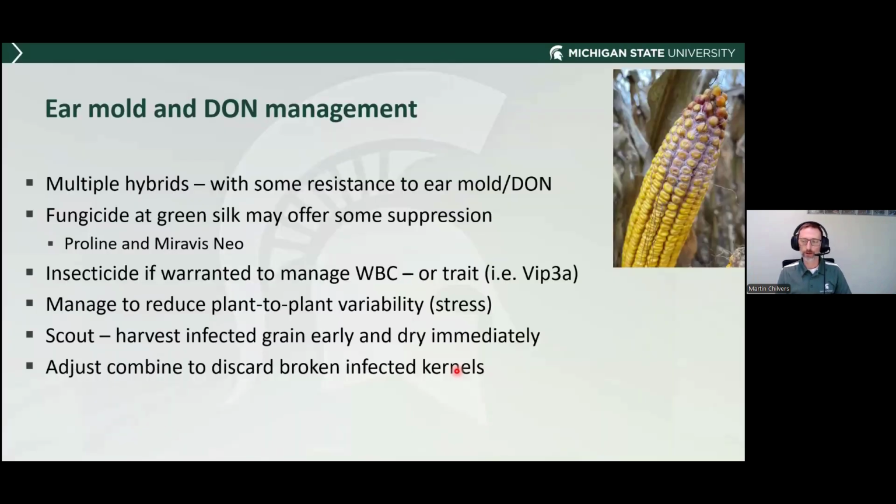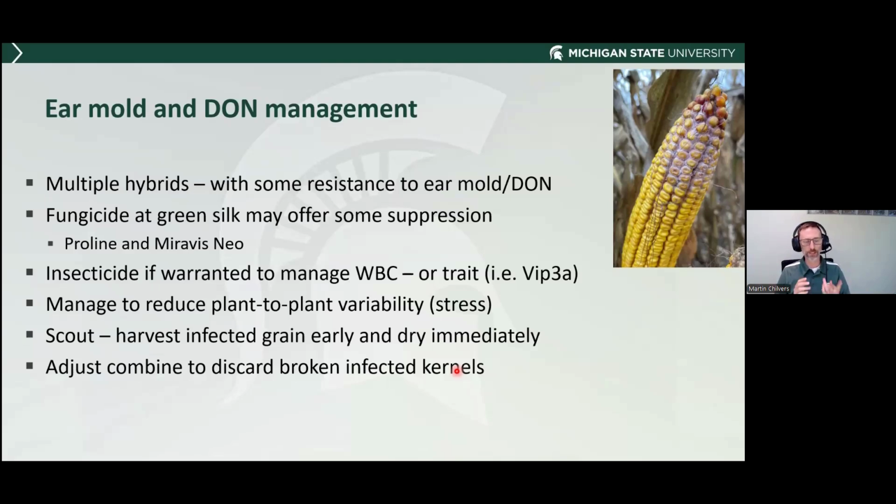So just as my final slide, we want to think about ear mold management and any disease management, really. Use multiple hybrids or multiple varieties. Don't put all your eggs in one basket. And ask your seed dealer about variety resistance. There's not as much screening done for ear mold as there should be, and it's a challenging thing to screen for.